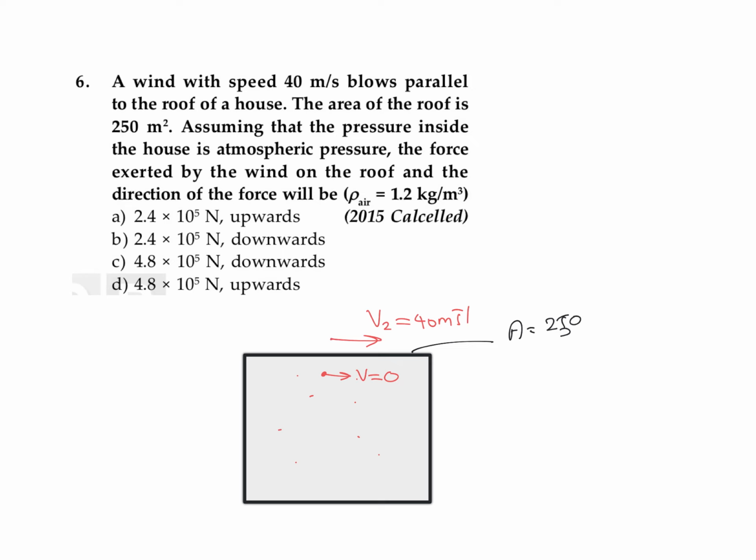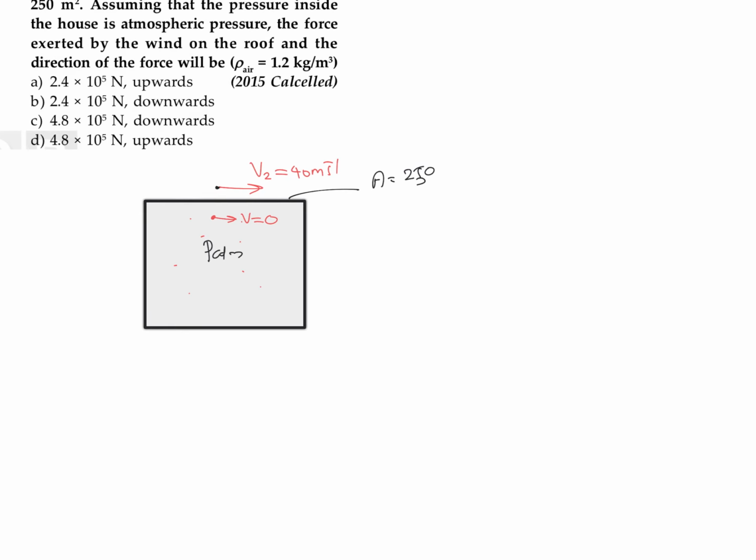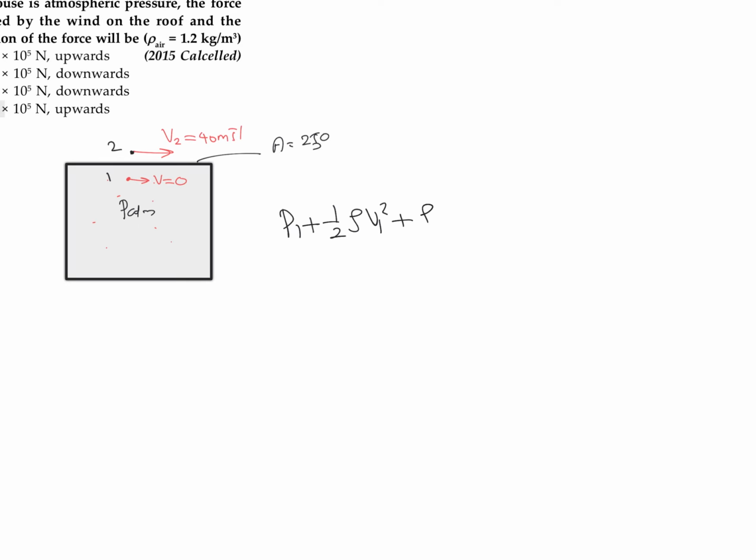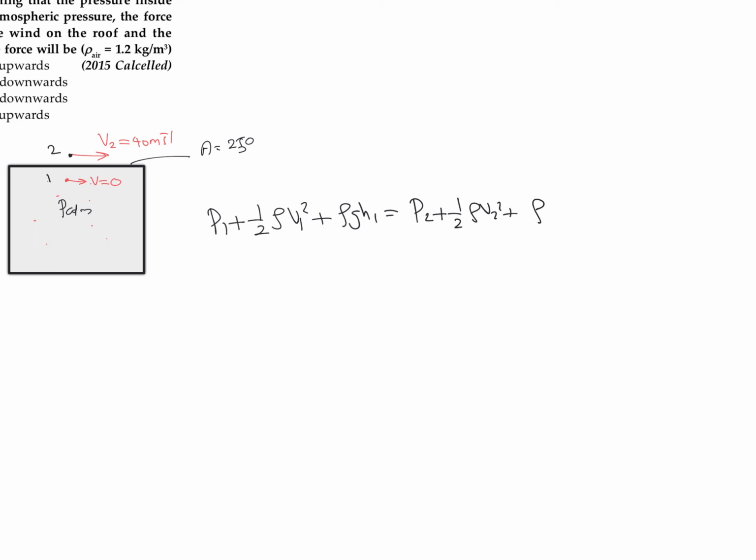Assume that the pressure inside the house is atmospheric pressure. So pressure inside we can take as atmospheric pressure. The force exerted by the wind on the roof and the direction of force will be. So we can apply Bernoulli's theorem between point 1 and point 2. So we can take it as pressure at point 1 plus half rho V1 square plus rho g H1 is equal to pressure at point 2 plus half rho V2 square plus rho g H2.